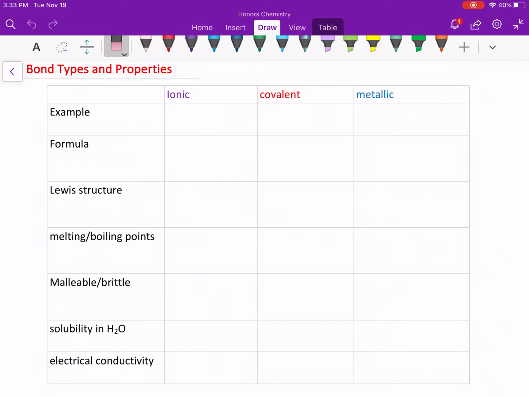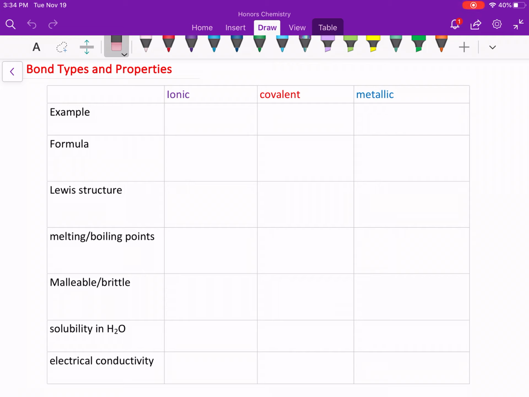So the last thing that I want to talk about in our unit on bonding is just a comparison of the different bond types and the properties that spring up from those different bond types. Go ahead and pause here and try to replicate the table that you see there. Leave yourself some space for a few words in each box.